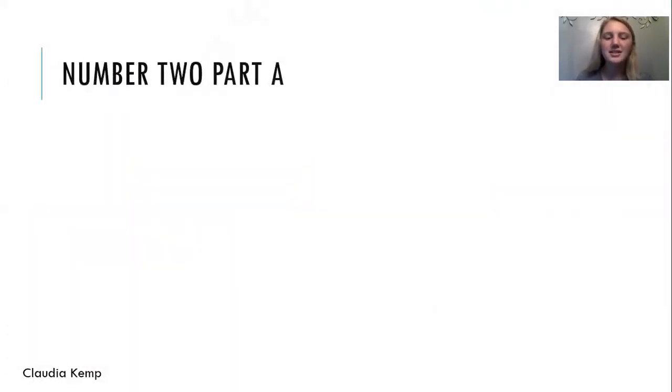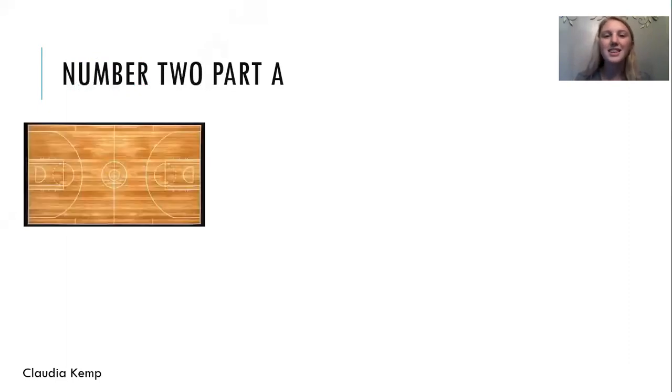Number 2 asks that we identify figures with different symmetries. Part A asks for shapes that have one line of symmetry and no rotational symmetry. First of all, we need to know what those things mean. A line of symmetry, we're going to use a basketball court. The half-court line would be a line of symmetry, because a line of symmetry is anything in which the shape looks the exact same on either side. So a half-court line, the shape mirrors itself on either side.